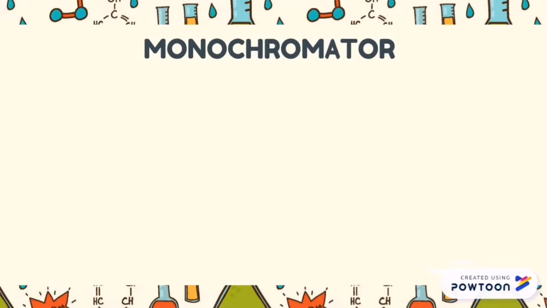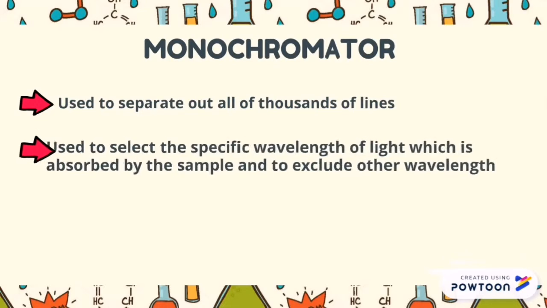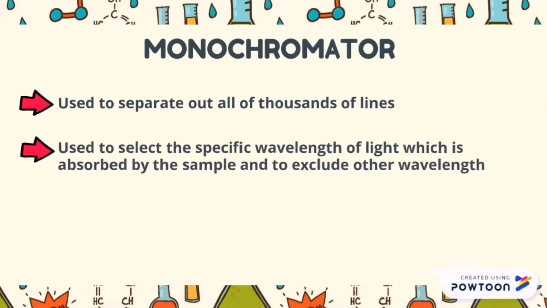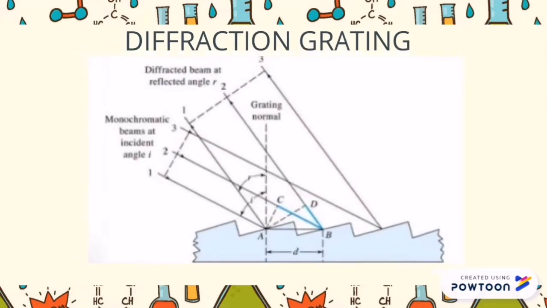Monochromator. Monochromator is used to separate out all of thousands of lines. Also, it is used to select the specific wavelength of light which is absorbed by the sample and to exclude other wavelengths. Diffraction grating is the process by which a beam of light or other systems of waves is spread out as a result of passing through a narrow aperture or across an edge, typically accompanied by interference between the waveforms produced.